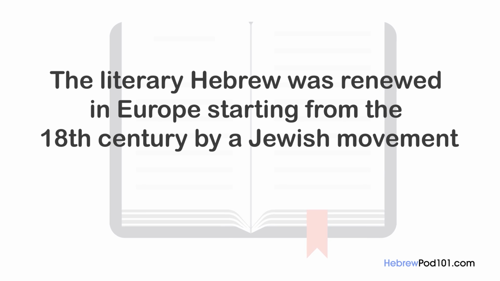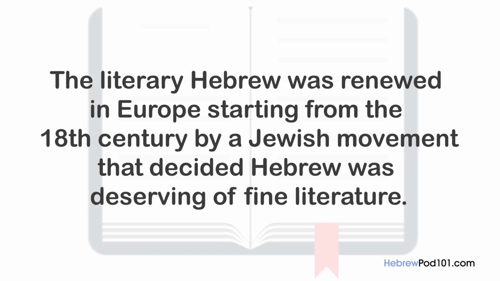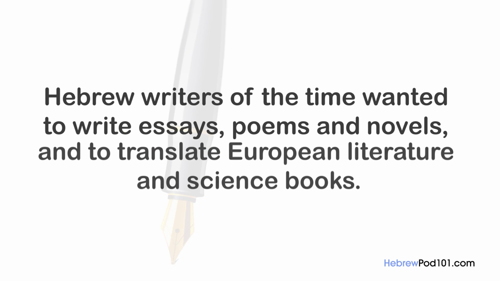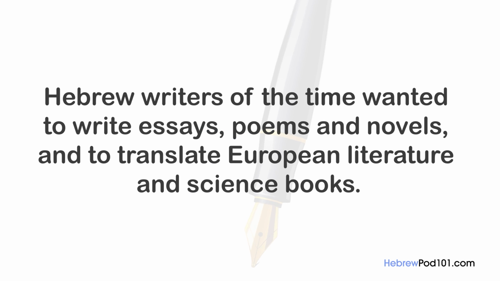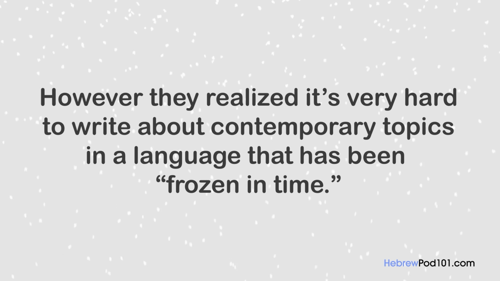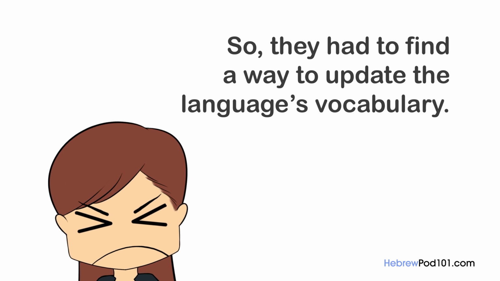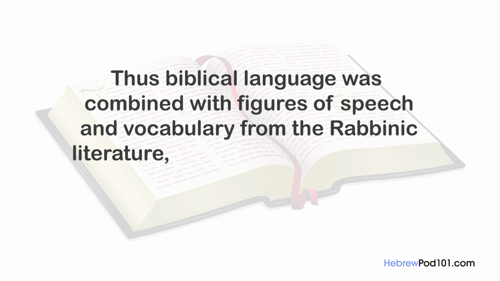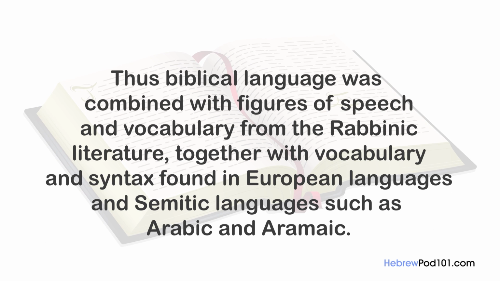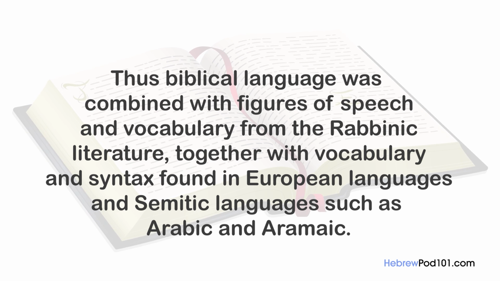The literary Hebrew was renewed in Europe starting from the 18th century by a Jewish movement that decided Hebrew was deserving of fine literature. Hebrew writers of the time wanted to write essays, poems, and novels, and to translate European literature and science books. However, they realized it's very hard to write about contemporary topics in a language that has been frozen in time, so they had to find a way to update the language's vocabulary. Thus, biblical language was combined with figures of speech and vocabulary from the rabbinic literature, together with vocabulary and syntax found in European languages and Semitic languages such as Arabic and Aramaic.